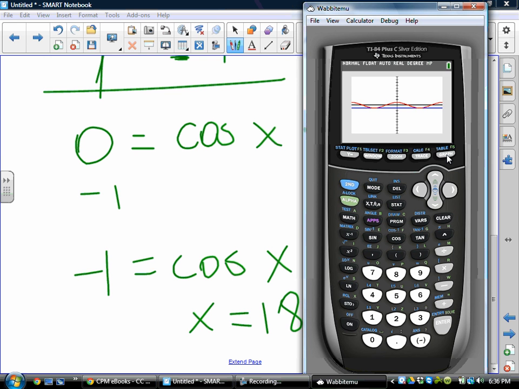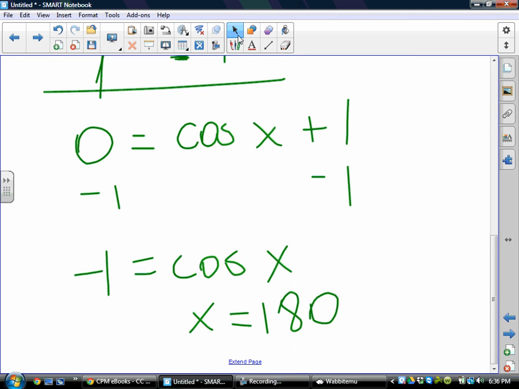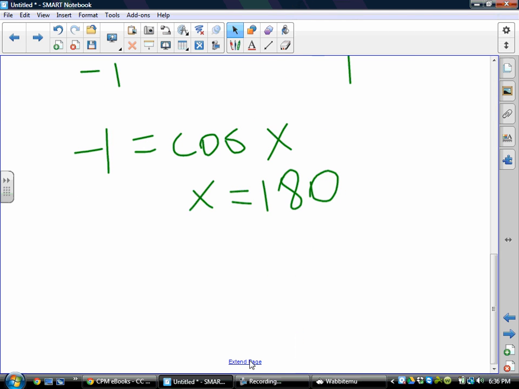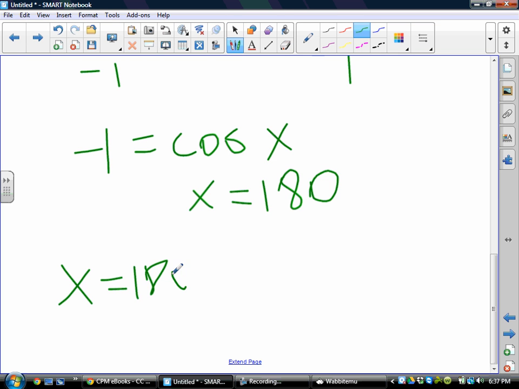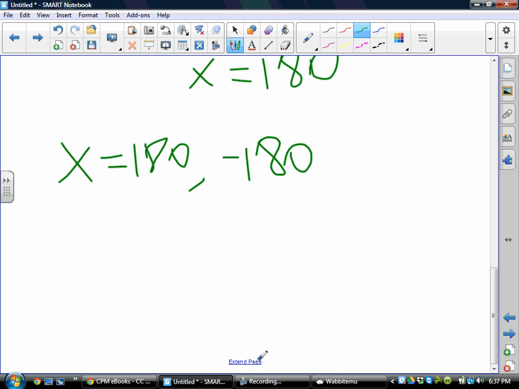Now, what I asked you before to think about was, is there more than one answer? So now we know by graphing, we have x equals 180. X could equal -180. So think about, if I continued my window on farther than just 360 degrees, what is going to happen? We have these repeating cycles.